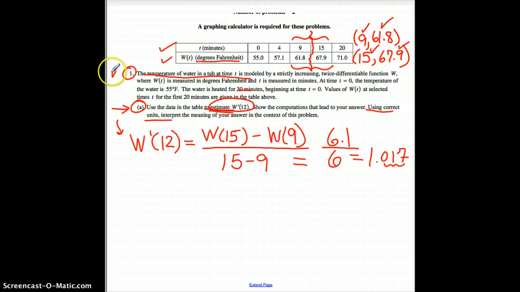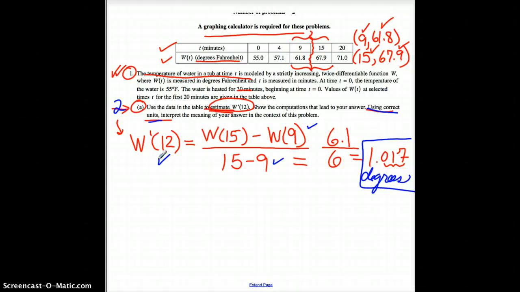By the way, number 1 and number 2 on the AP exam are calculator friendly, so you wouldn't have had to do that by longhand or anything. Now, if this is all you leave, they would dock a point for you. This would have only been 2 of the 9 points, but it's certainly a really easy 2 to get. So make sure when it says use correct units, you put degrees per minute. What this represents is that I would estimate that at 12 minutes into the heating of the water, the temperature is rising at a rate of about a degree per minute.